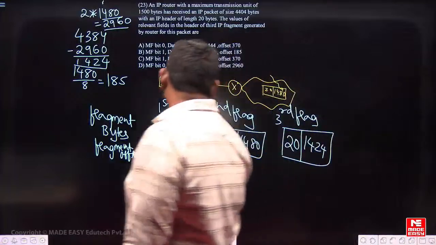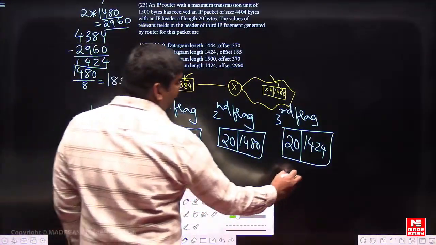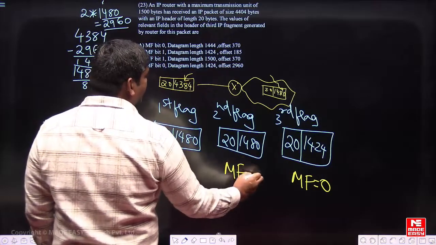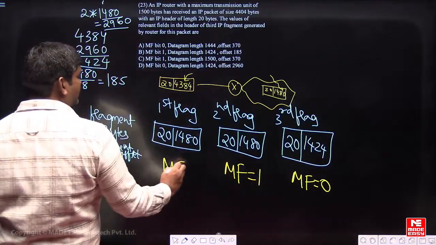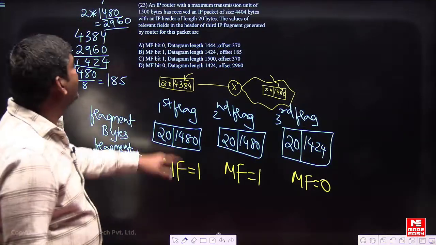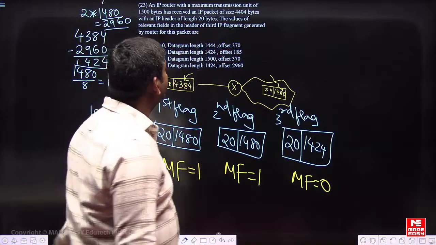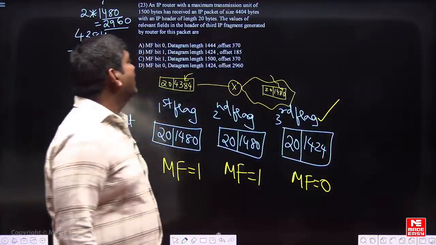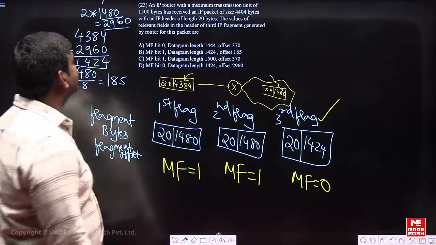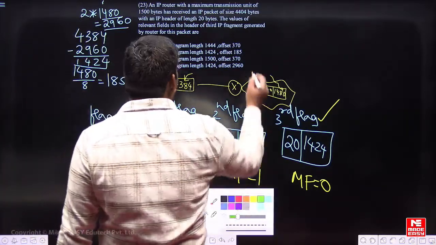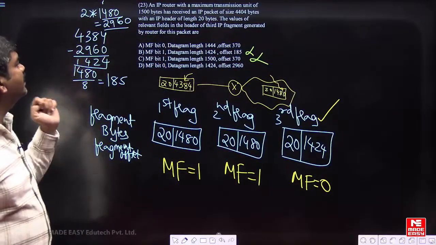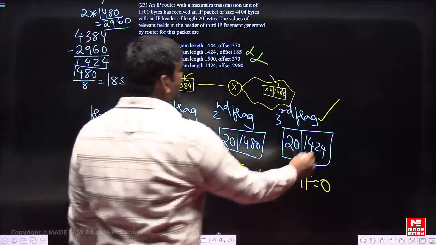Only 3 fragments are possible. How does the destination know that it is the last fragment? MF value is 0. How does the destination know that it is an intermediate fragment? MF is 1. Here also MF value is 1. What they are asking now is to observe the relevant fields in the header of the third IP fragment. What is the MF value? It is 0. So this gives a clear idea. You can eliminate B and C, because MF is 0 in A and D.